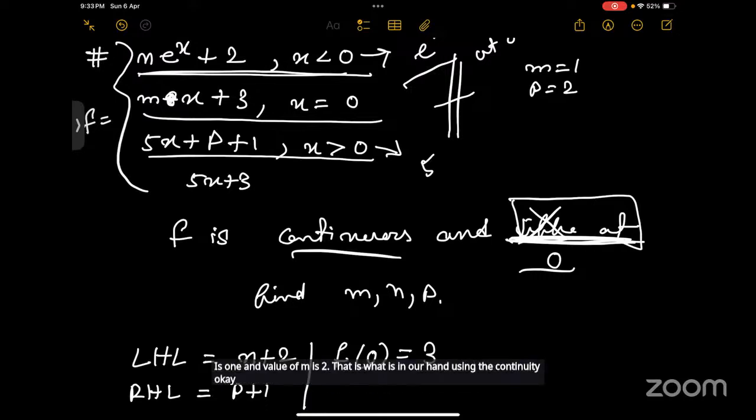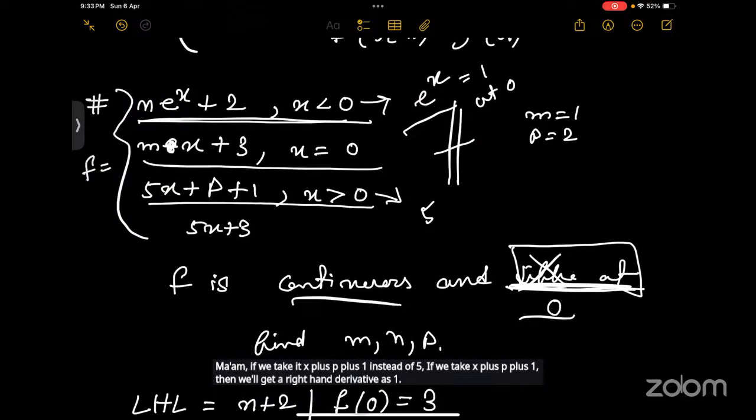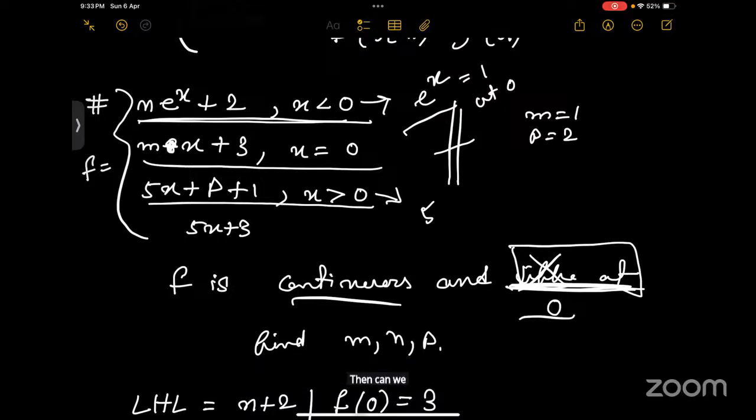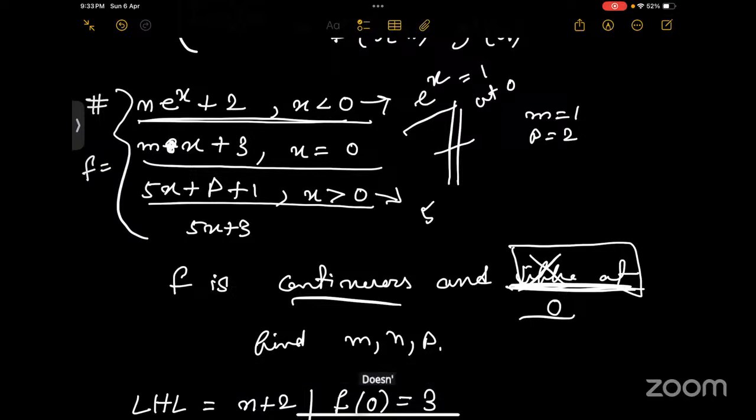Ma'am, if we take x plus 1 instead of 5x, then we'll get the right hand derivative as 1. Then can we equate m is equal to 1? No, actually, in that case, for any m, it will be satisfying. Like for any m, the function will be differentiable. It doesn't matter what the m is.